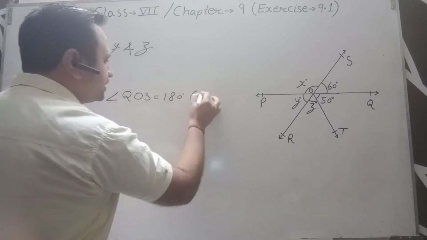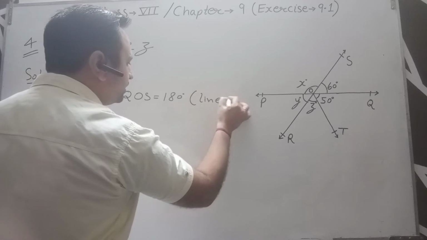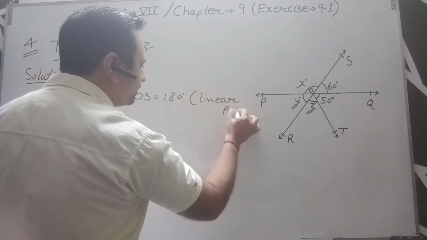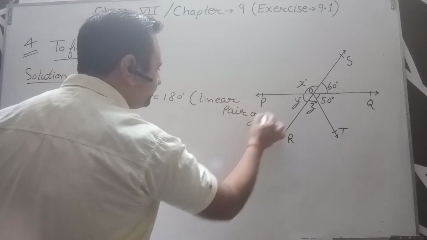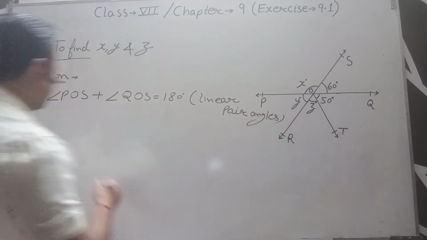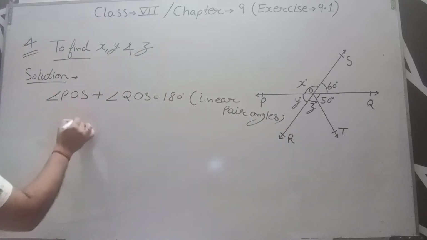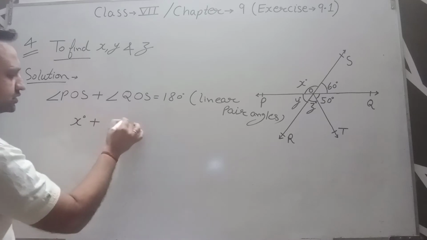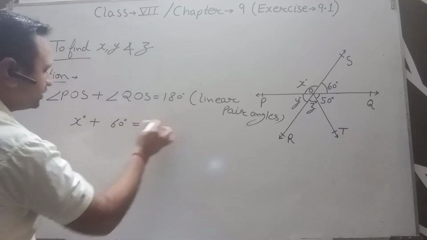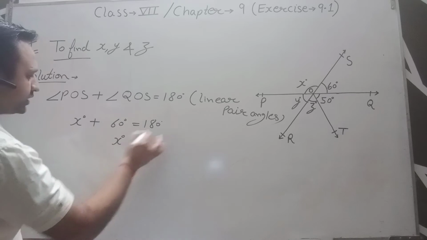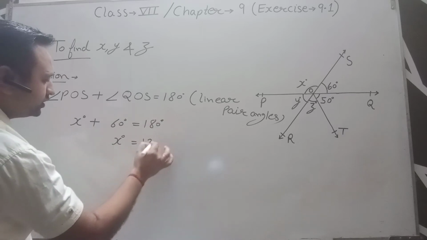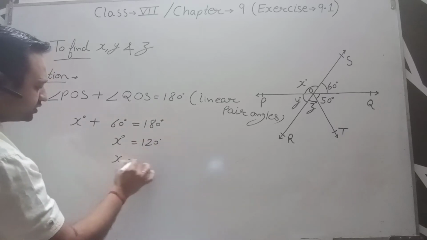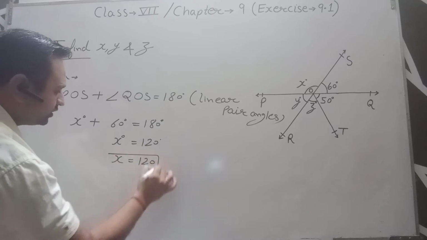And what is the reason? Linear pair angles. Angle POS x degree plus QOS 60 degree is equal to 180 degree. So after calculation, x degree is equal to 120 degree. So x is equal to 120.